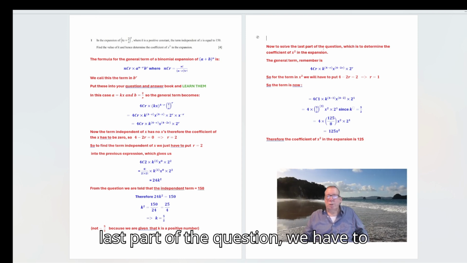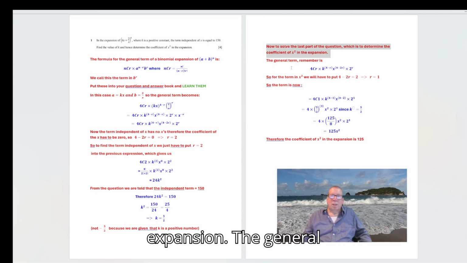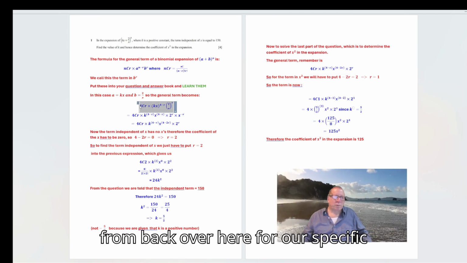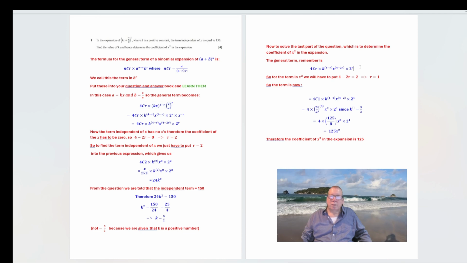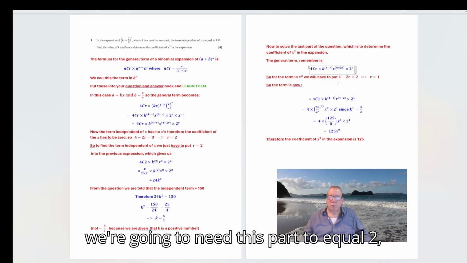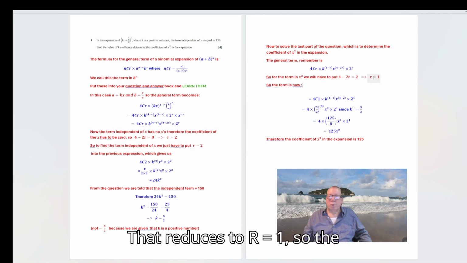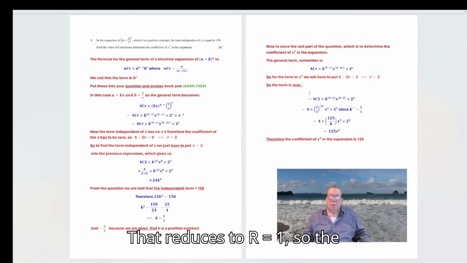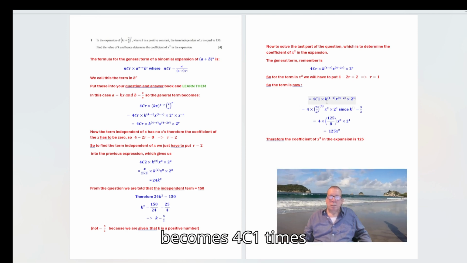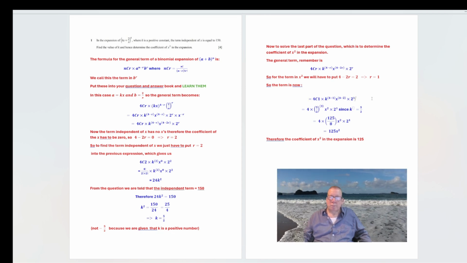To solve the last part of the question, we have to determine the coefficient of x squared in the expansion. The general term, remember, is this, which we got from back over here for our specific case. And so to get the term in x squared, we're going to need this part to equal 2. Putting 4 minus 2r equals 2, that reduces to r equals 1. So this term now becomes 4C1 times k to the 4 minus 1 times x to the 4 minus 2 times 2 to the 1.